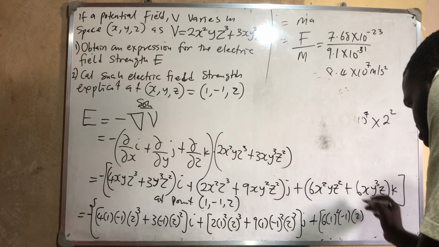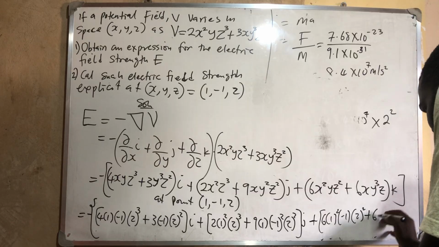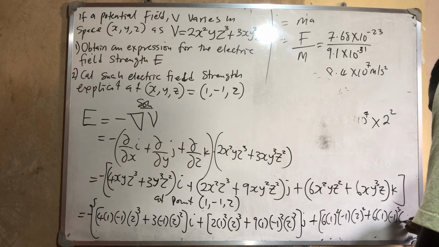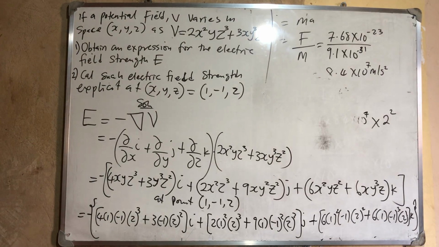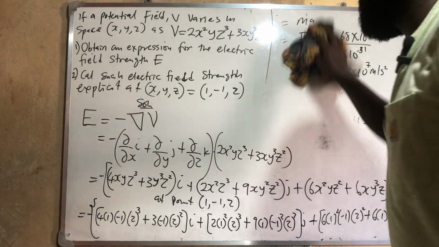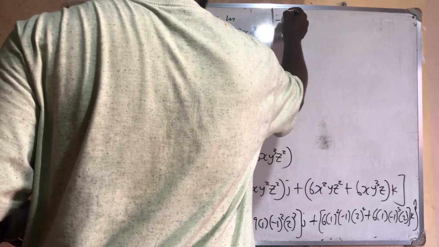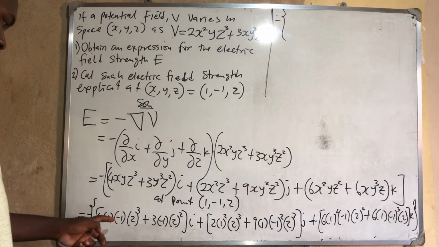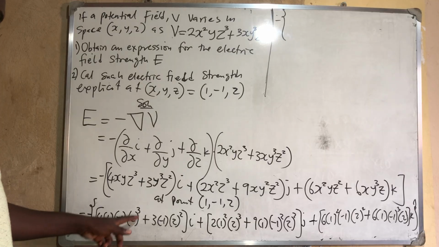Then into 2 squared plus 6 into 1 into minus 1 cubed, then into 2. Then you close and put your K, then you close with your big bracket. So to get the last answer now, I still have my negative with my big bracket. So what do I have here? If you do everything here, you're going to have, this is 8.